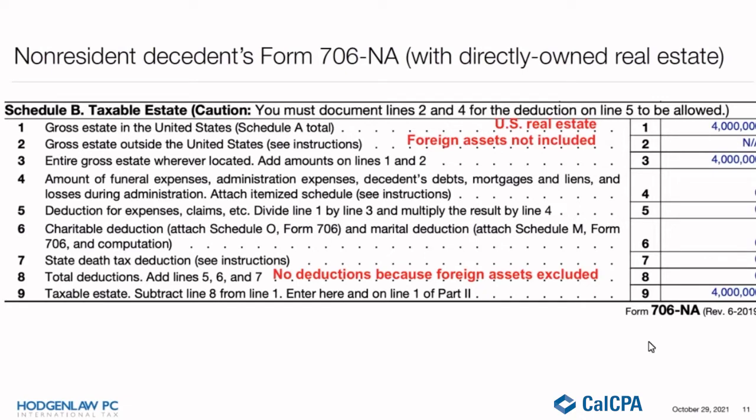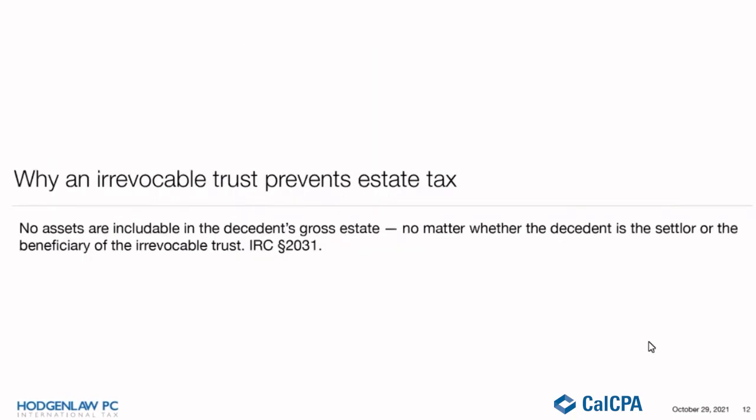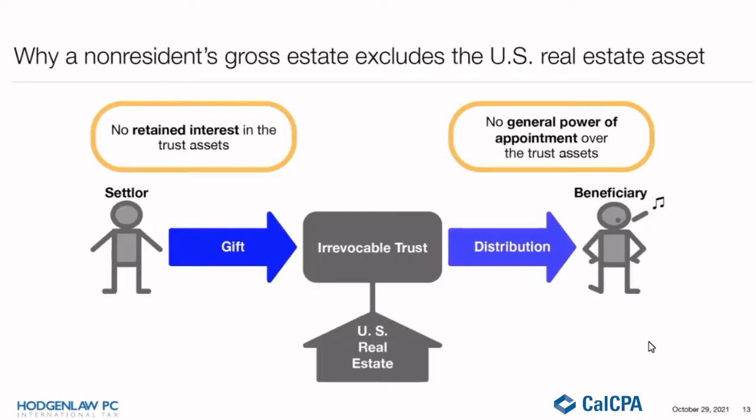Why does this work? It works because you drafted the trust document correctly so that the settlor does not have any retained interests in the trust assets. So this is Internal Revenue Code sections 2036 through 2038. So if you do your job correctly, then the settlor is not treated as if he or she has indirect ownership of the US real estate inside the trust. Basically, think of retained interests as a gift with strings attached. And if the strings are robust enough, then the government just says, the assets are really yours. And that's what a retained interest is.